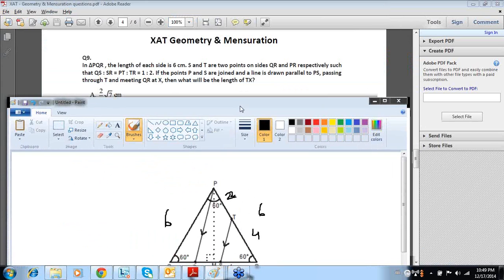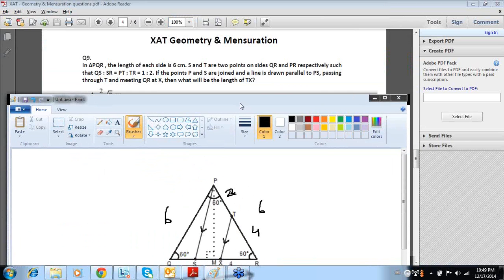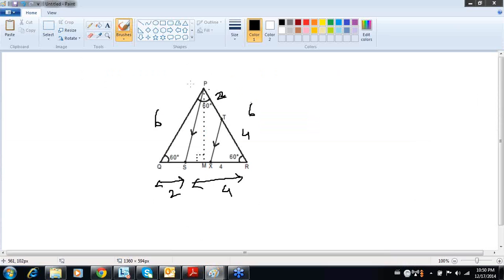It is saying if P and S are joined in a line, a line is drawn parallel to PS and passing through T and meeting QR at X. So TX is parallel to PS and meets QR at X. So this X is the point. What is the length of TX? Basically we have to find out the length of TX.